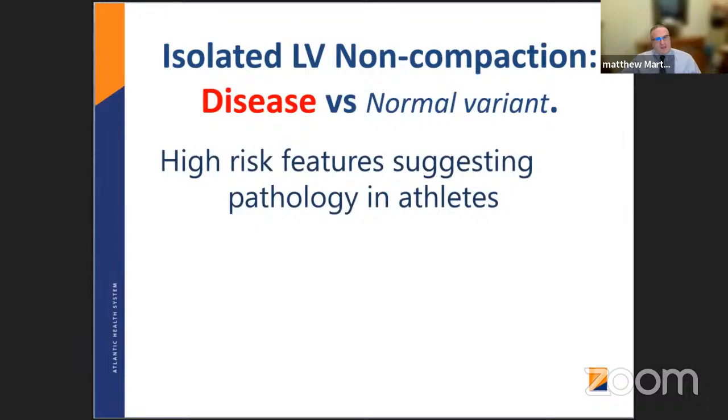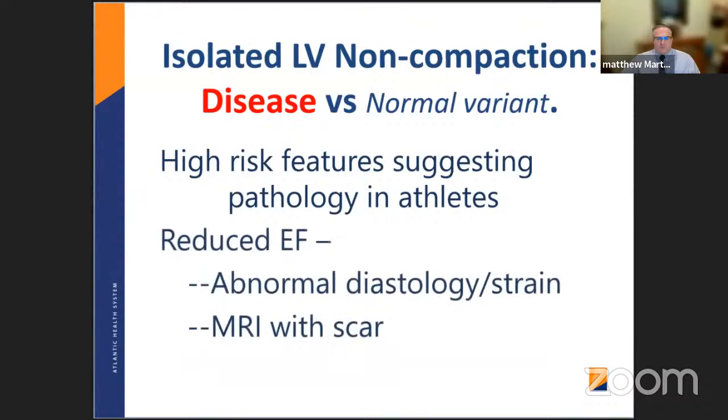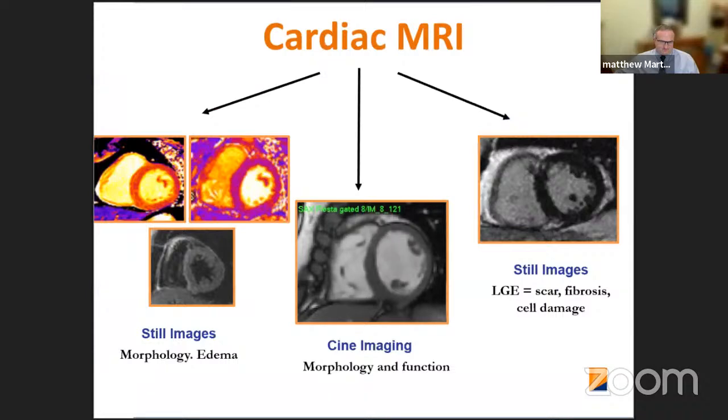But in those that have suspected non-compaction, exclude the high-risk features and look for disease. If you have abnormal diastology, abnormal strain, or an MRI with scar, that's a group that you may have to be more thoughtful about and concerned about. Maybe closer follow-up. It may not necessarily be disqualification, but it is important that this is the group we can cull down to using MRI and stress testing.